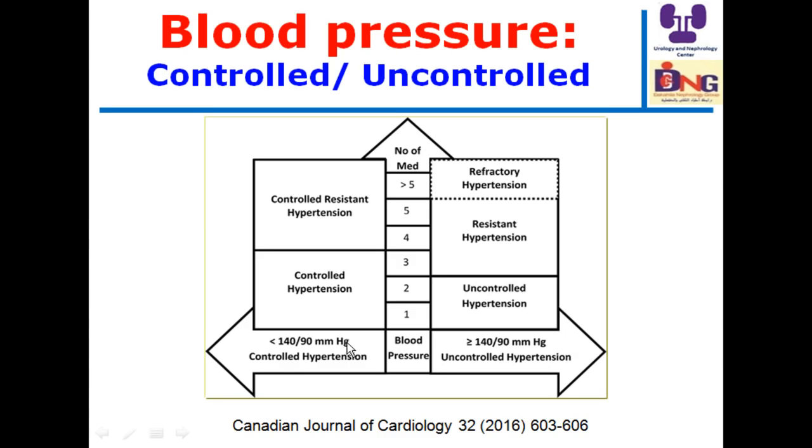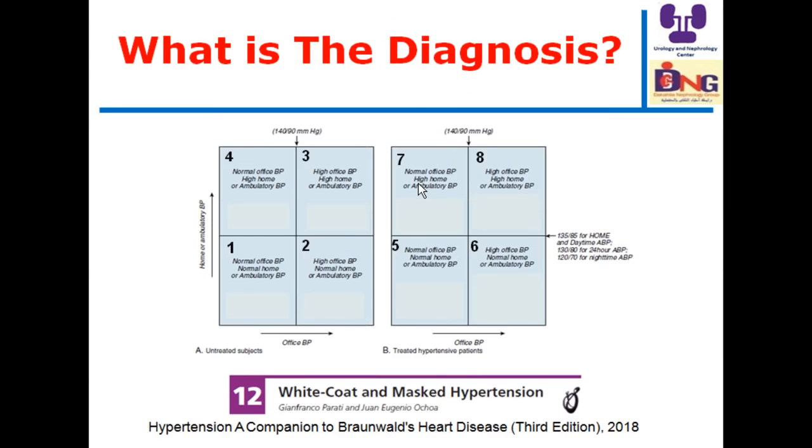So if it is controlled by 3 drugs, this is controlled hypertension. If it is controlled with the use of more than 3 drugs, this is controlled resistant hypertension. If the patient is uncontrolled with 2 drugs, this is uncontrolled hypertension. If the patient needs 3 or more, and principally one of them is a diuretic, this is the definition of resistant hypertension. And if the patient needs more than 5 drugs and the blood pressure is still above 140/90, this is refractory hypertension. Again, this is just to enhance the exercise, because I know that the definitions and measurement of blood pressure are very crucial to start with.